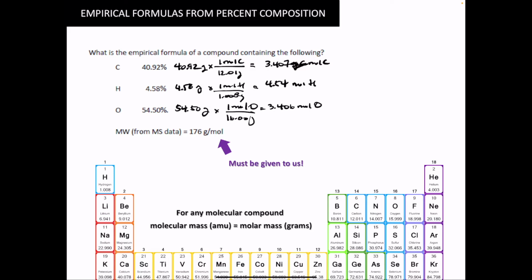All right, so step 2. First, step 1, convert to grams. Step 2, convert to moles. Step 3, convert to whole numbers by dividing by the smallest one.